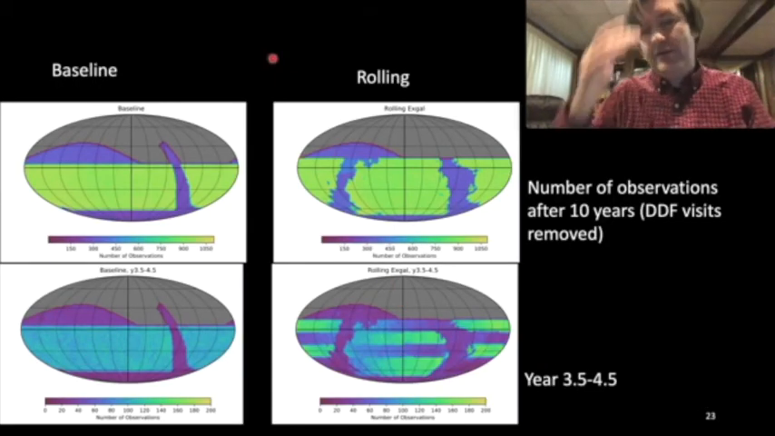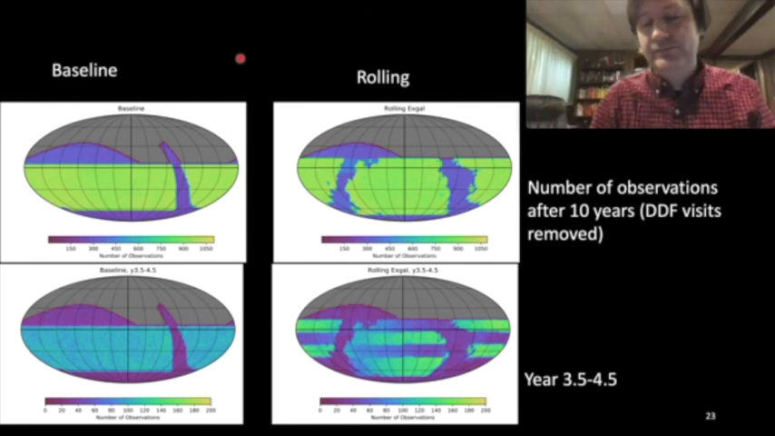So now that we have kind of a baseline scheduler that behaves well and doesn't go off the rails, we can start doing experiments. And so here's an example on the left. I've got upper left here is a 10-year baseline survey, and on the right is an experiment where we change the footprint slightly to avoid high dust extinction regions, and we also introduce what we call rolling.